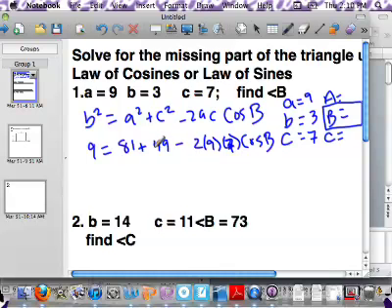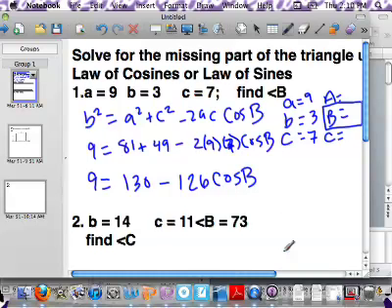Crunch numbers. Right now I'm going to work left to right. I'm going to say 9 equals 81 plus 49 is 130 minus, and I have to multiply this. Do not subtract 2 right away. 2 times 9 times 7 is 126 cosine of B. Good job.